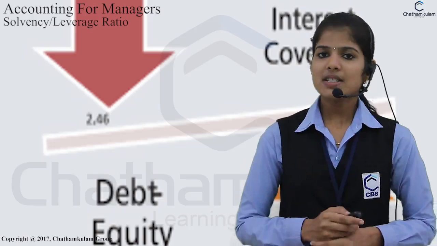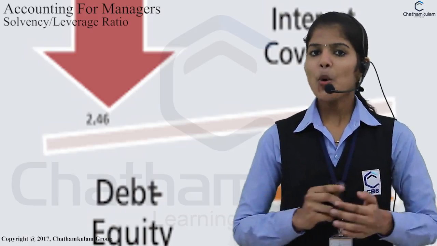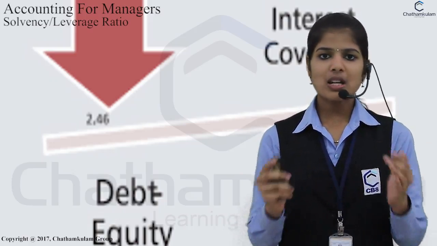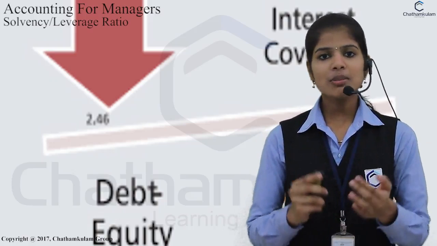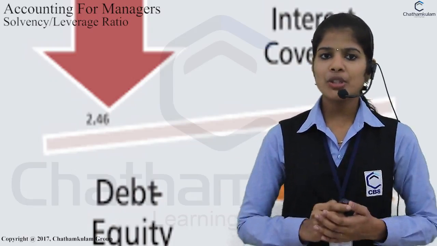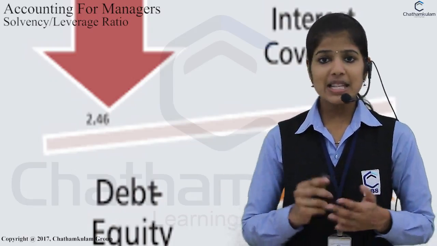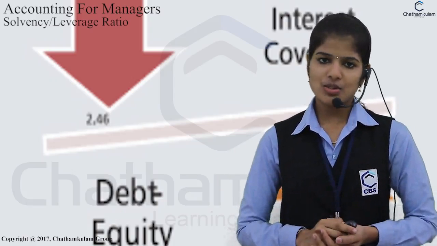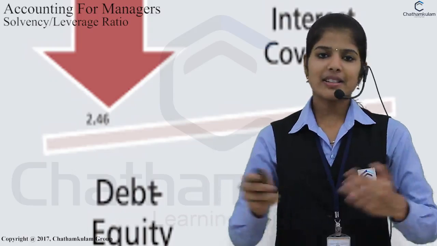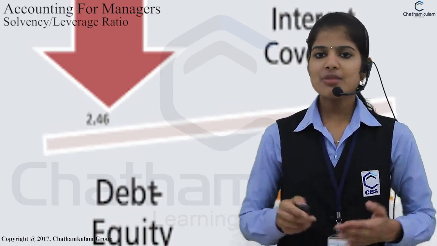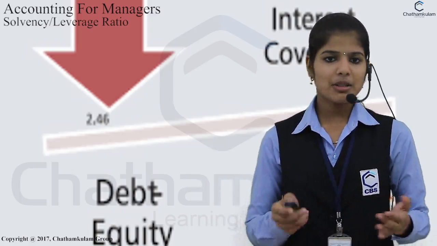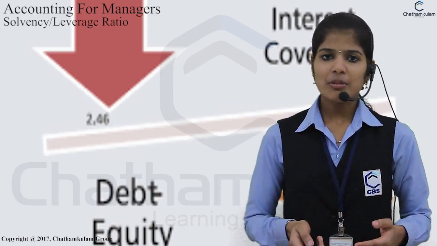Next, the interest coverage ratio. This ratio measures the debt servicing capacity of a firm in so far as fixed interest on long-term loans is concerned. It is determined by dividing the operating profit, or earnings before interest and tax, EBIT, by the fixed interest charge on loans. The interest coverage is equal to EBIT divided by interest. This ratio, as the name suggests, shows how many times the interest charges are covered by the EBIT.